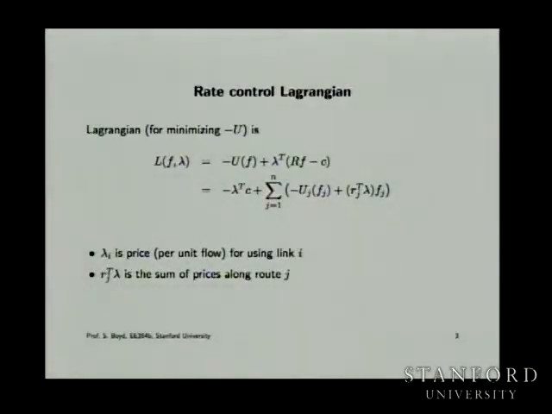So here you form a Lagrangian. There are two ways to do maximization problems: keep in mind that everything switches, or you can put a minus sign in front and make it a minimization problem. I guess that's what's done here. So the Lagrangian for minimizing minus u is minus u, the objective, plus lambda transpose (Rf minus c), and these lambdas are going to be positive here.